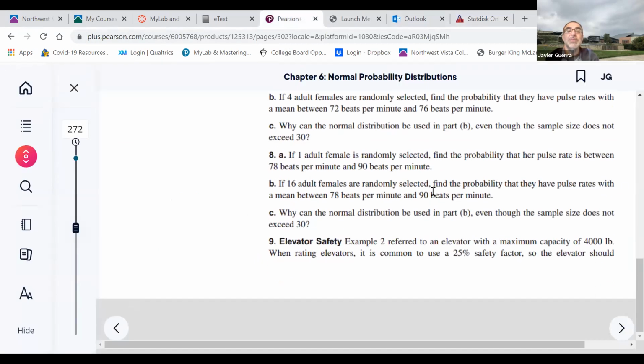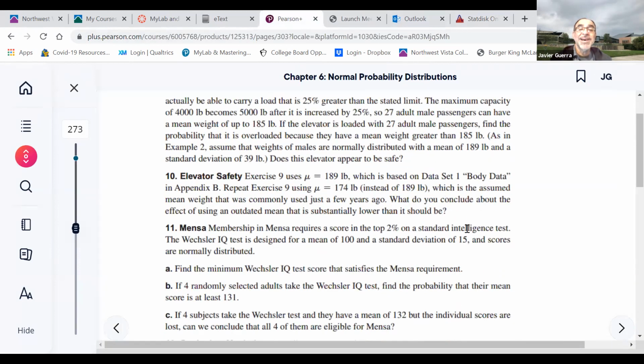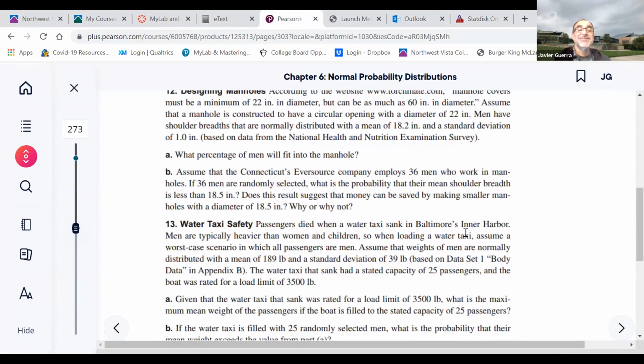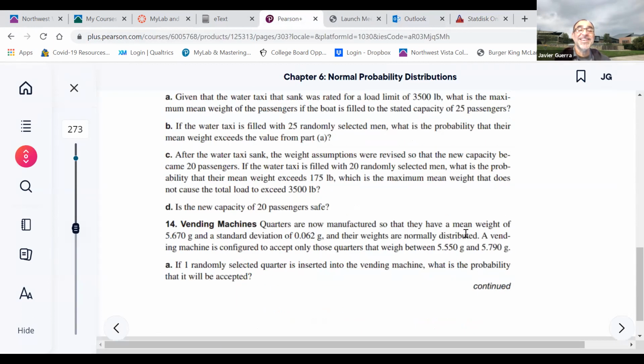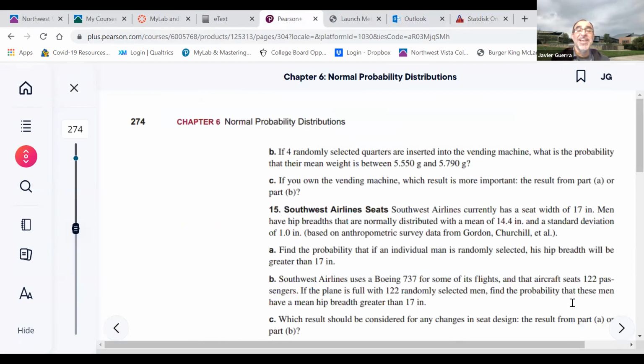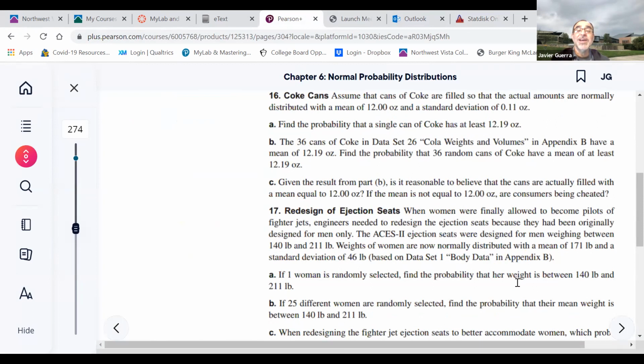Okay, so let me give you choices. Do you want to do elevator safety? Do you want to do Mensa? Sorry. You want to do water taxi safety? Southwest Airlines seats, redesign of ejection seats.